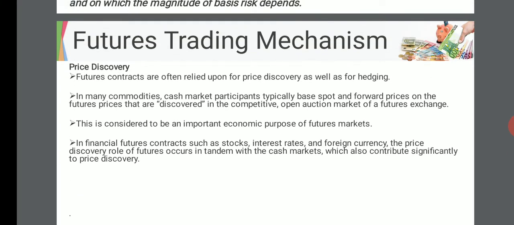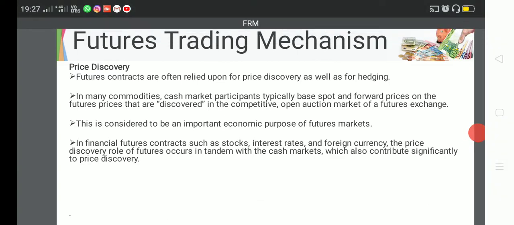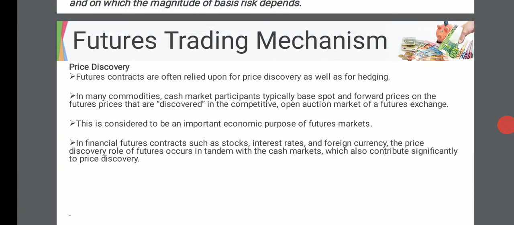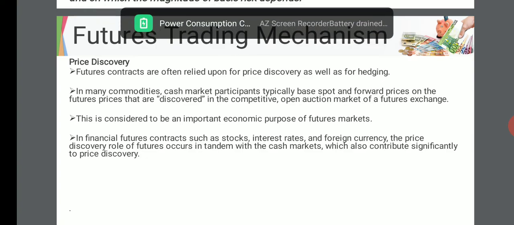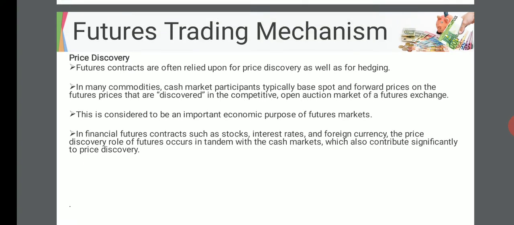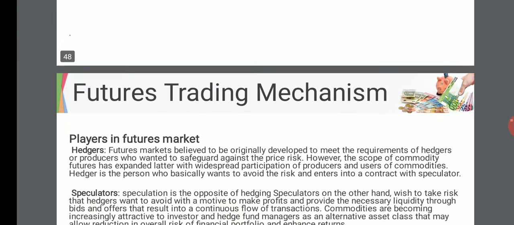Price discovery. Futures contracts are often relied upon for price discovery as well as for hedging. In many commodities, cash market participants typically base spot and forward prices on the futures prices that are discovered in the competitive open auction market of the futures exchange. This is considered to be an important economic purpose of futures markets. In futures contracts such as stocks, interest rates, and foreign currency, the price discovery role of futures occurs in tandem with the cash market, which also contributes significantly to price discovery.